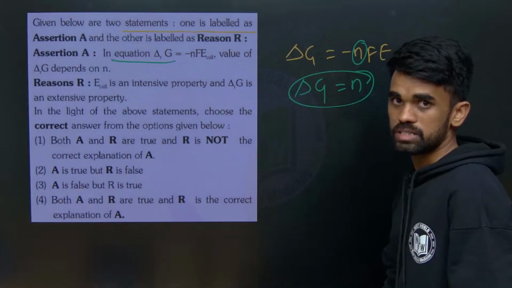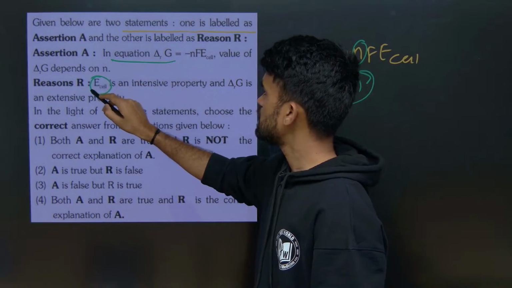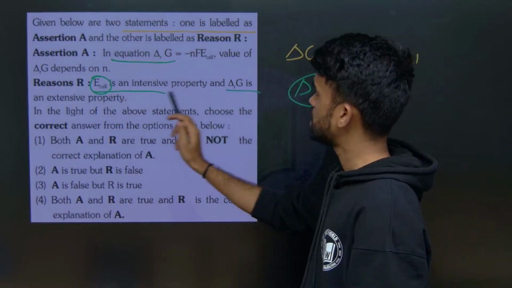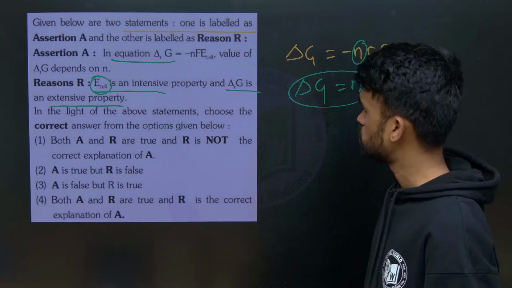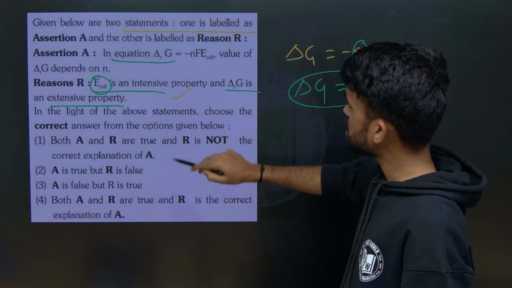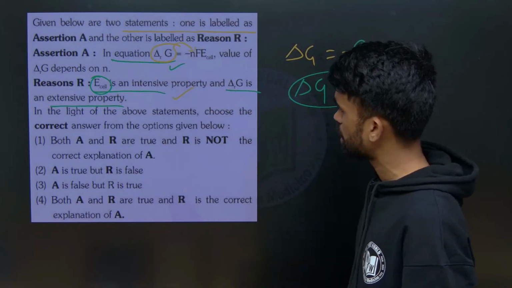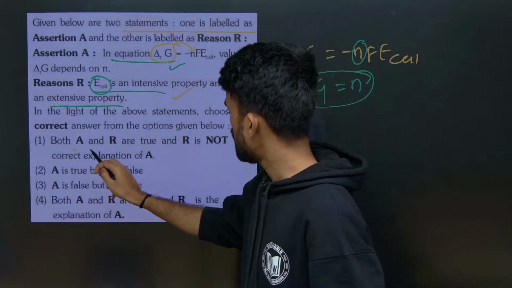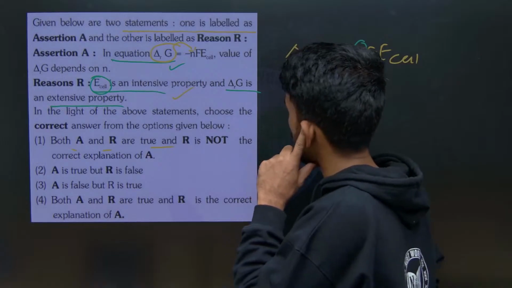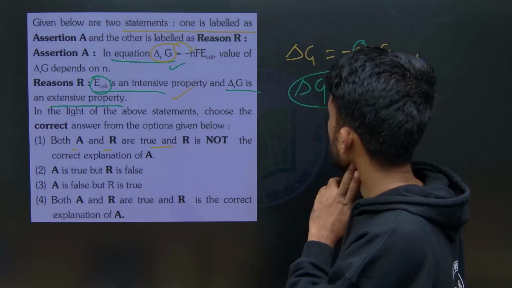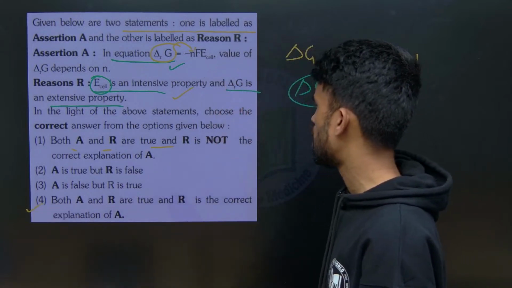Okay, n represents the number of electrons participating here. So E cell is an intensive property, and delta G is an extensive property. E cell is intensive, E naught cell also, and delta G is extensive. So now the reason is correct, the assertion is also correct, and delta G depends on the n value, that is also correct. So I can say both A and R are true. The value of delta G depends on n, E cell is intensive, delta G is extensive. I can go with option number 4: A and R are true, and R is the correct explanation of A.